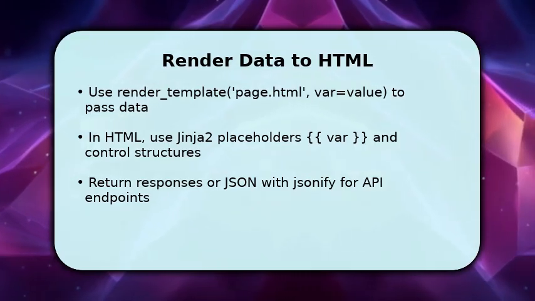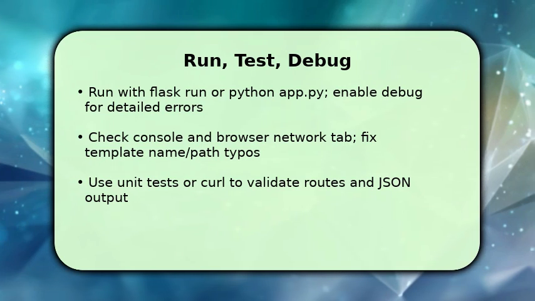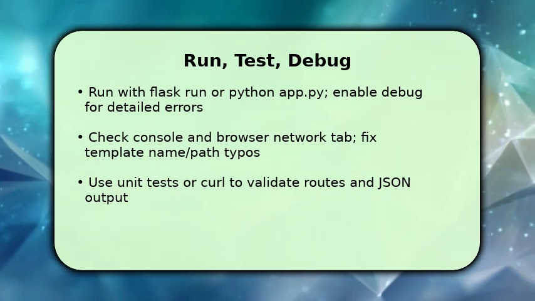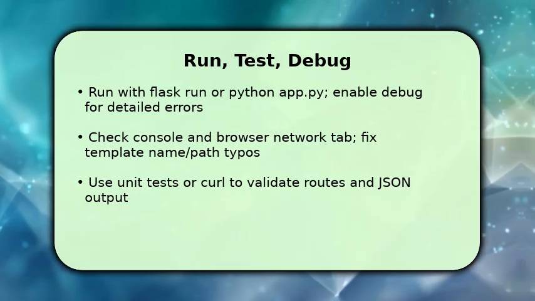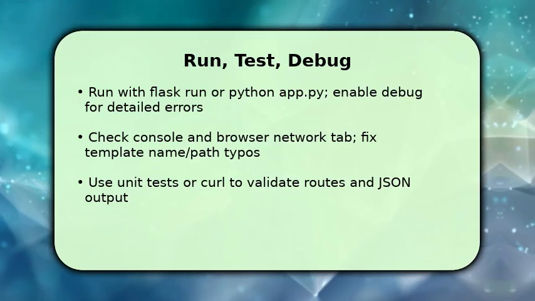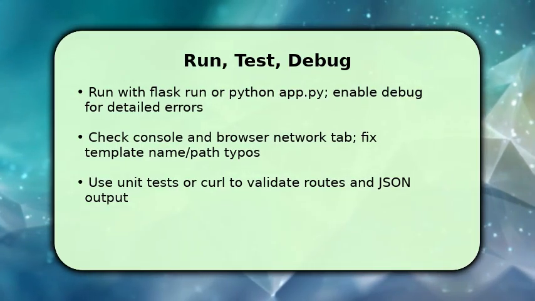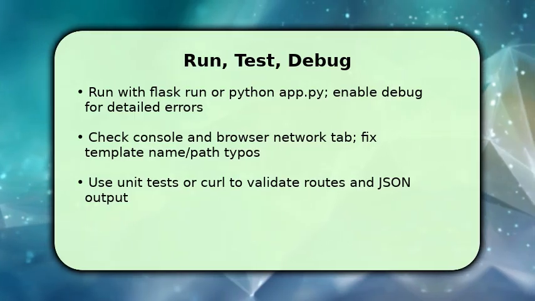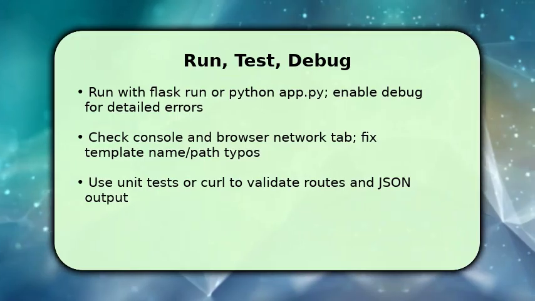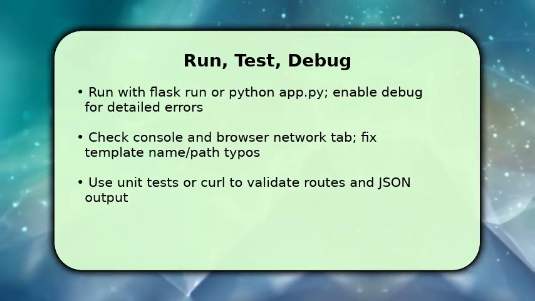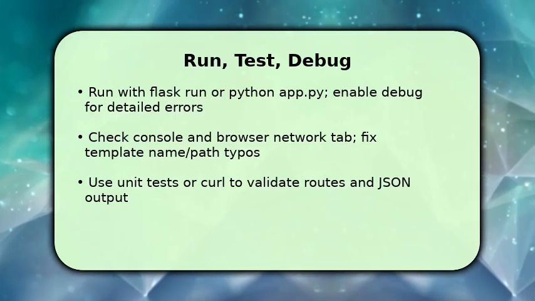Finally, run the app and verify the full flow from route to template. You will start Flask, open the route in your browser, and confirm data appears via Jinja2. If interactive behavior is required, make an API route and fetch JSON from JS, otherwise render server-side HTML. If something breaks, enable debug mode to see tracebacks, check template and static paths, and inspect the browser Network tab to confirm responses and status codes, so you can quickly pinpoint the issue.